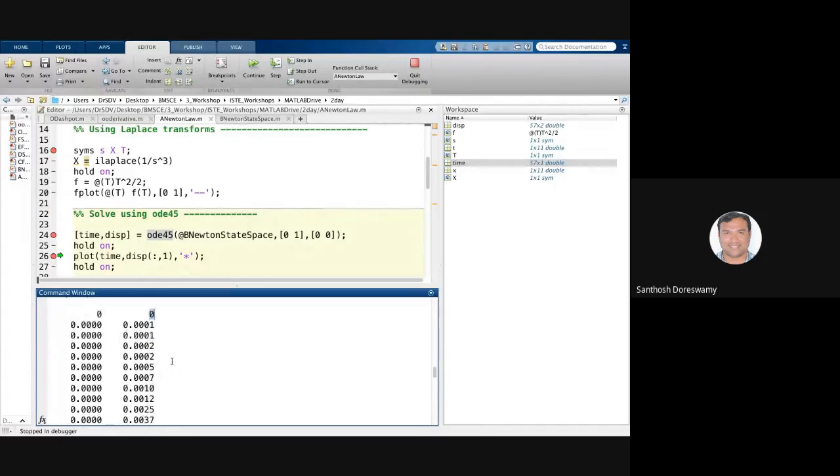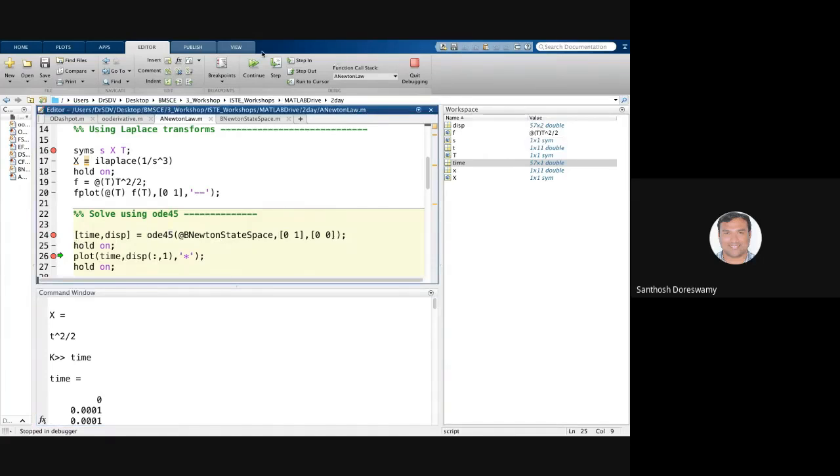So you will have the displacement vector given by this column and the velocity vector given by this column, for all values of time. If you see the size of time, it is a 57 cross 1 column vector, whereas displacement is 57 cross 2. So for every value of time, you will have 2 columns, with the first column representing the displacement value and the second column representing the velocity value.